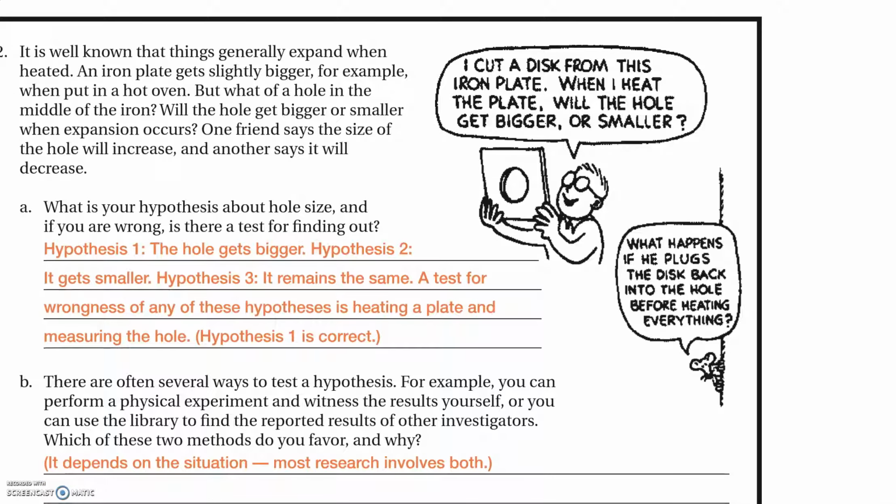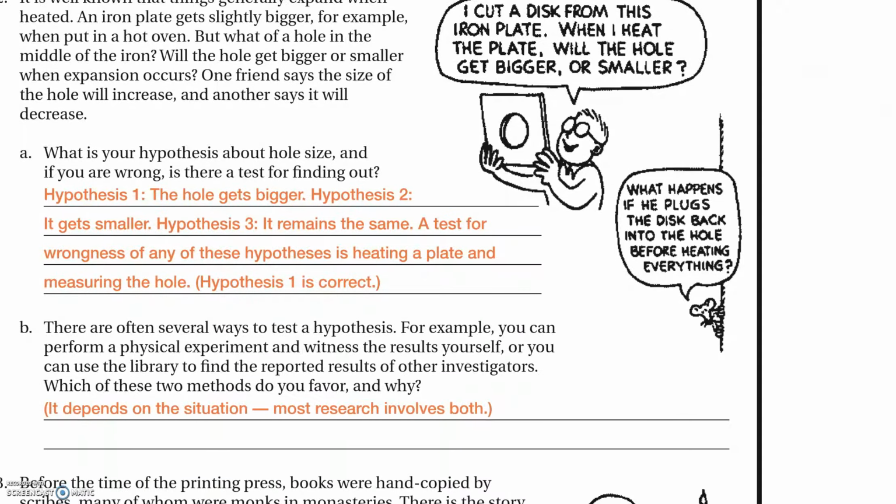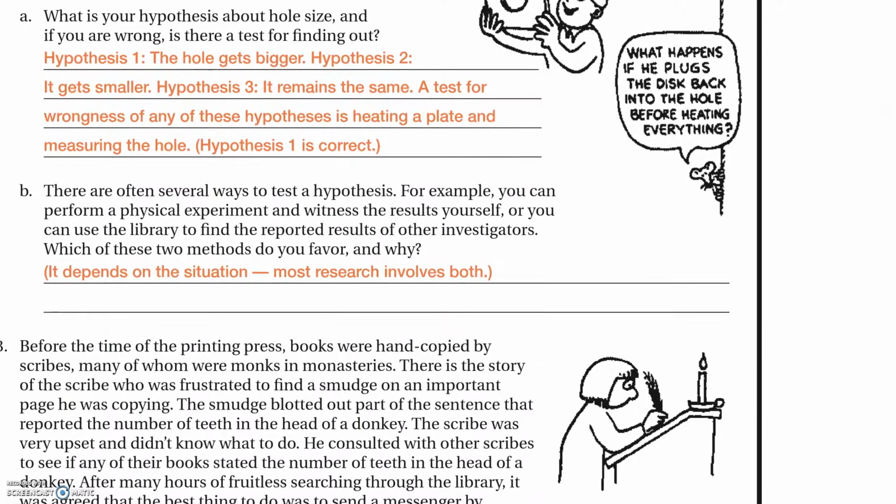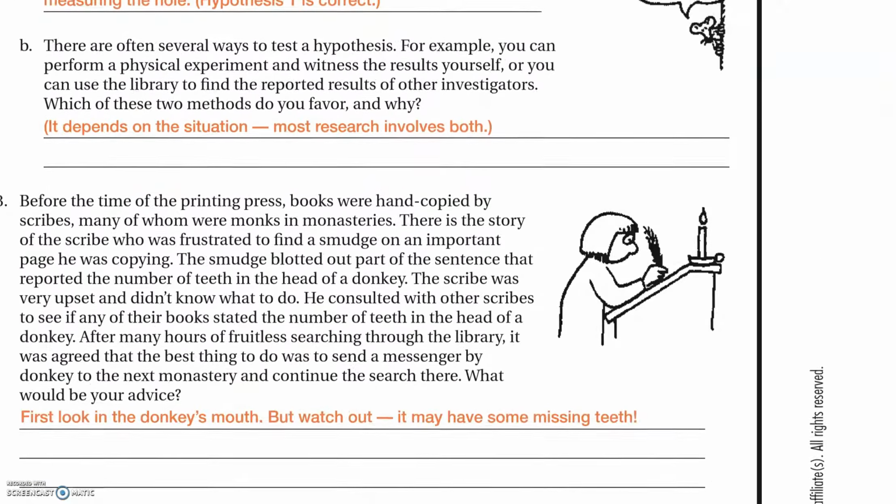Question 2 talks a little bit about why things expand when they're heated. And so A could have been hypothesis 1, the hole gets bigger. Hypothesis 2 could have been it gets smaller. And another hypothesis could have been it remains the same. And there's a test for wrongness. And in case you're curious, hypothesis 1 is the correct one.